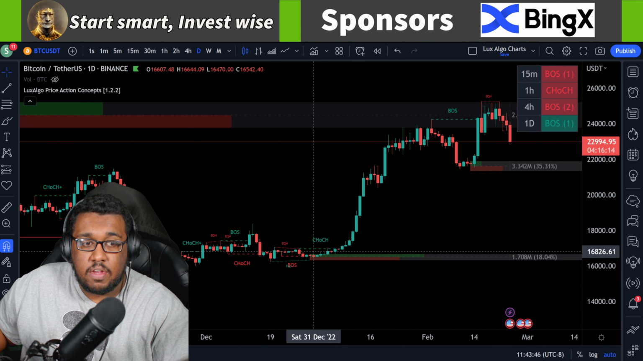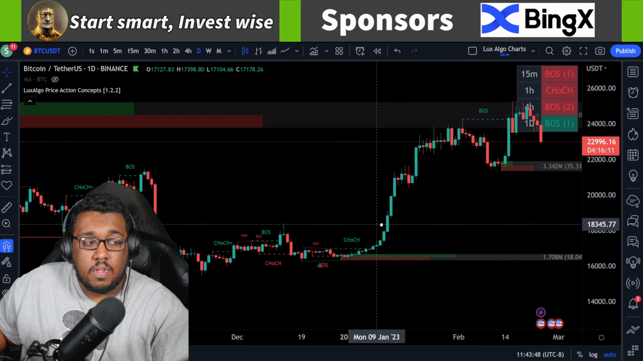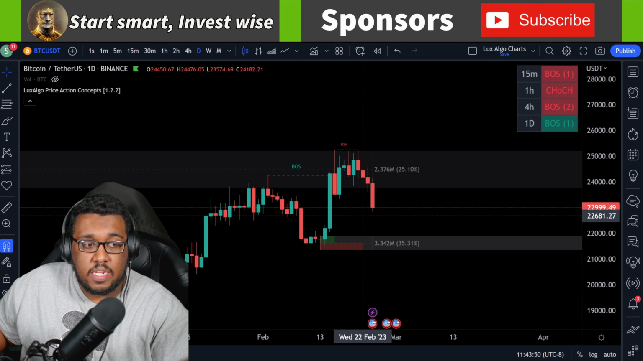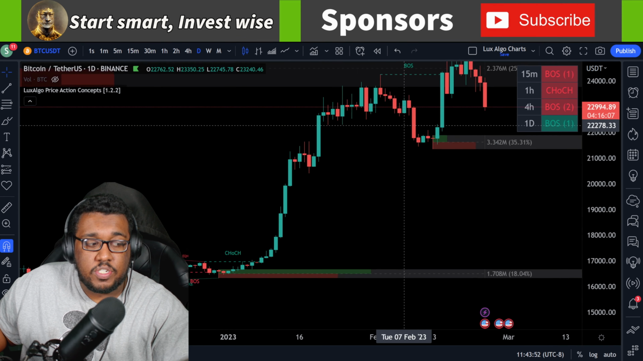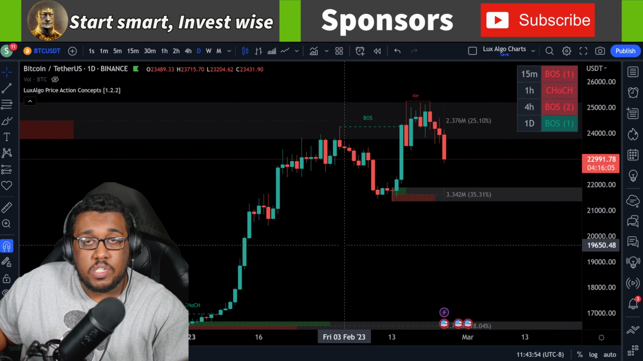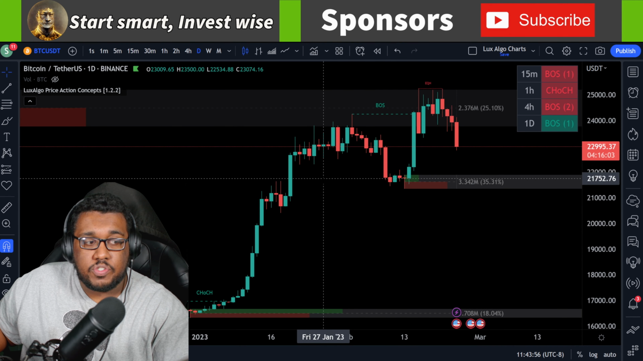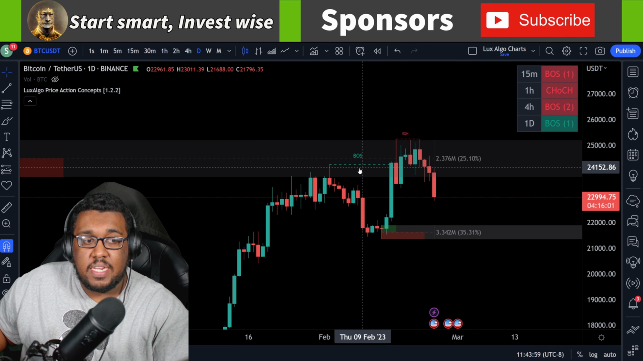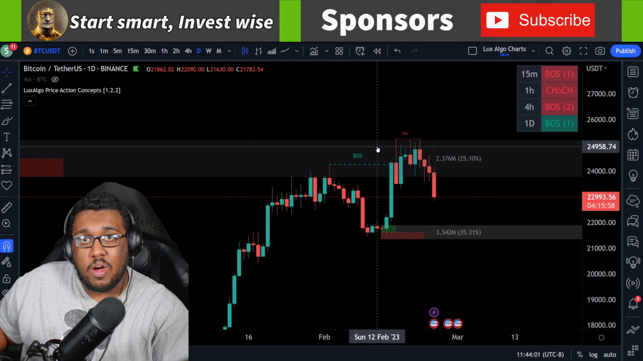The red change of characters are your short signals. The break of structures that you guys will see are just letting you know that the trend that the change of character said is actually still going strong. So if you see a green break of structure after a change of character, that means that the overall trend is just continuing to go higher, okay?